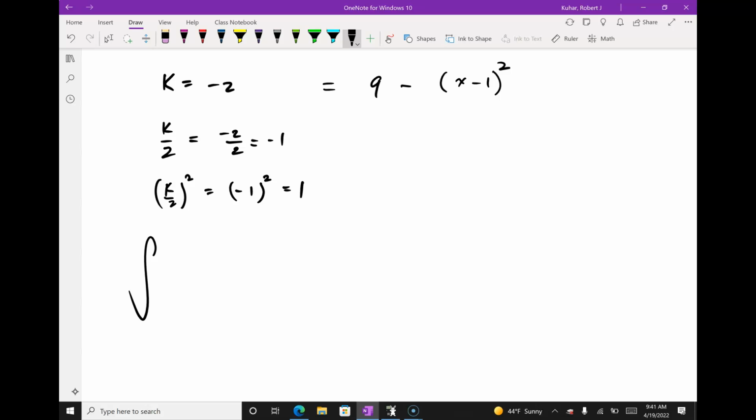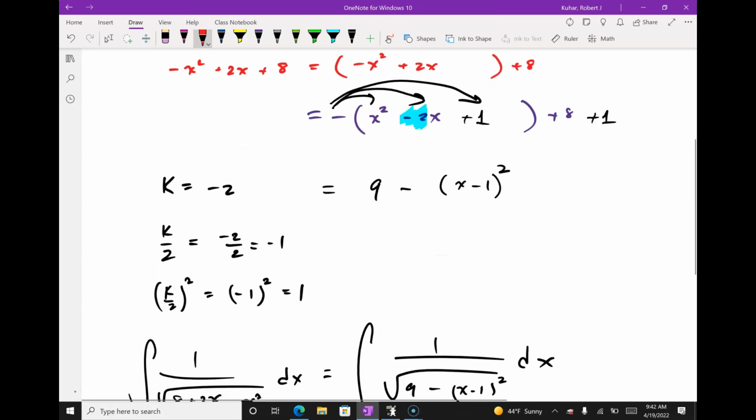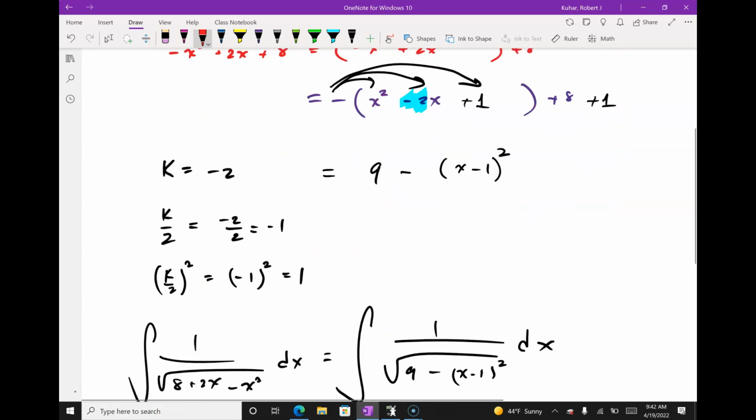I've got the integral of 1 over the square root of 8 plus 2x minus x squared dx as the integral of 1 over the square root of 9 minus the quantity x minus 1 squared dx. So I'm getting really close to getting it to look like arcsine, right? Really, really close. So, but what don't you like there? Look at what I want. What don't you like in what I have? The 9, right?